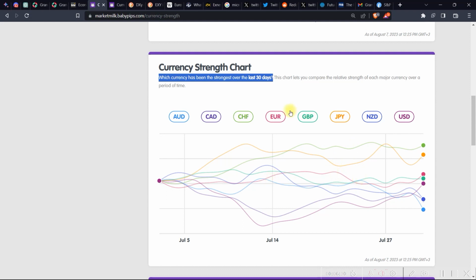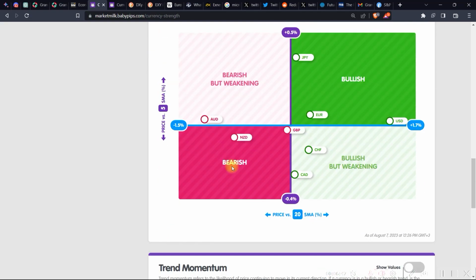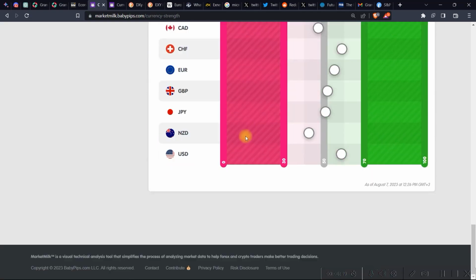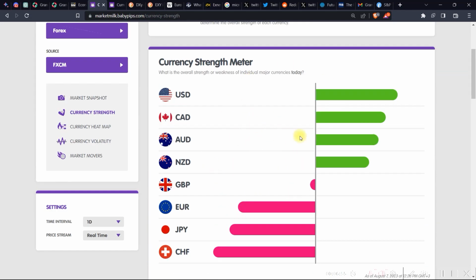That of course means the currency is going to gain strength over time. So you can see this chart. The euro is mostly flat, slightly picking up here. So this is it, right? This is the chart showing the strength of these currencies over the last 30 days. You can see here the trend strength matrix, but this is not exactly important. What I consider most important is this strength chart and this meter overall. And then there's settings here.